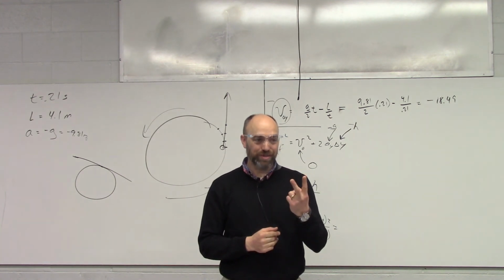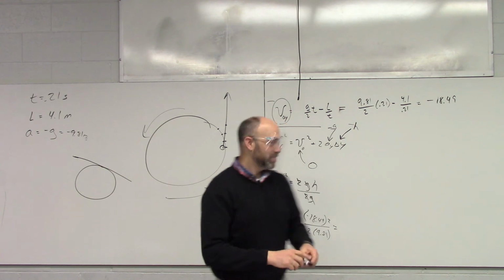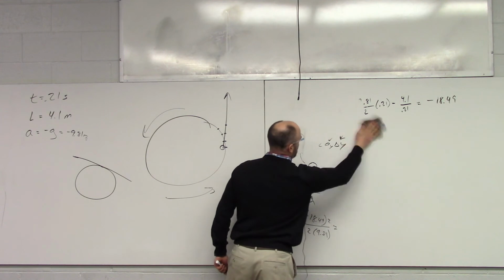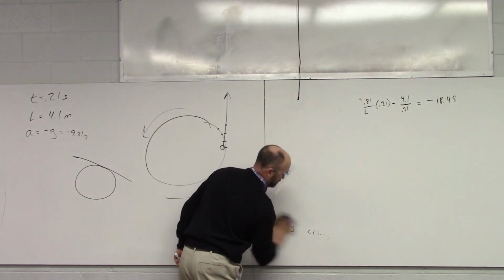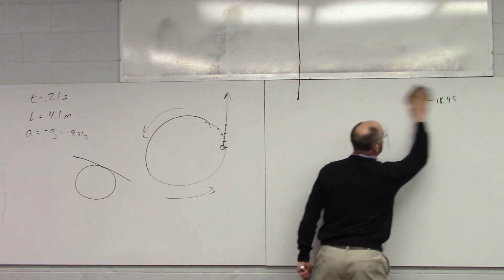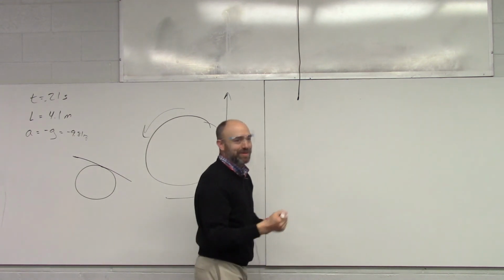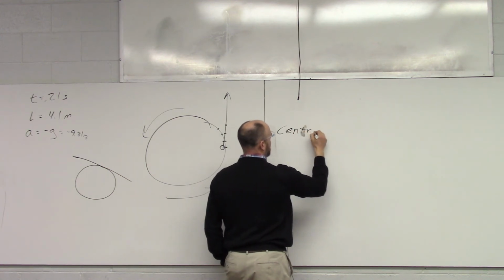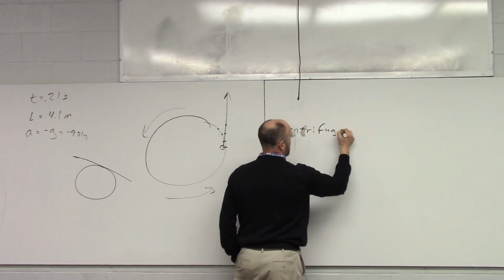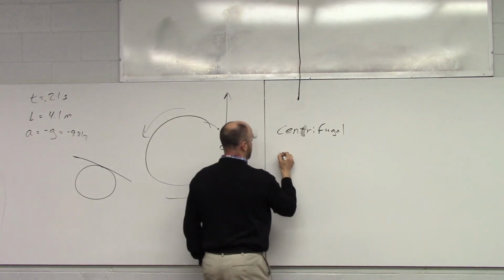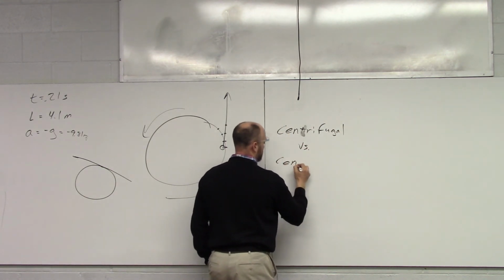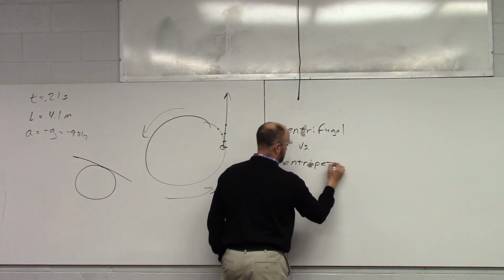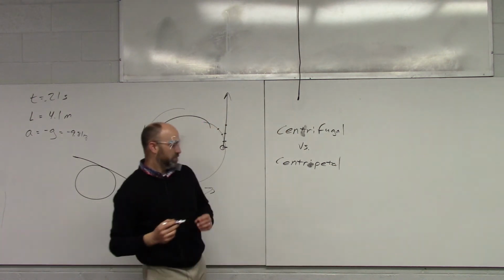Yeah, you should keep those two straight. Centrifugal, you mean spell those? Centrifugal. Sometimes the way the Brits pronounce things helps you spell it. It's like aluminium, you know. It helps you spell that stuff. Centrifugal versus centripetal.